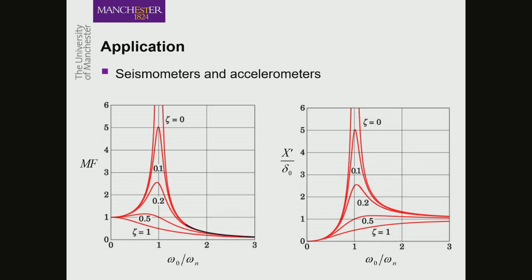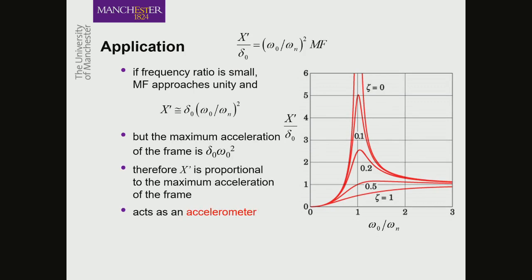I want to show one thing before we continue. As you can see here, for the small frequency ratio, our magnification factor gets to 1, to unity. We know that the magnification factor gets to 1 when the frequency ratio is low. Then, if the frequency ratio is small, you can see x prime is equal to this equation on the right.